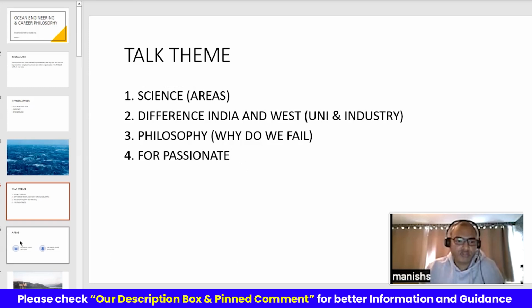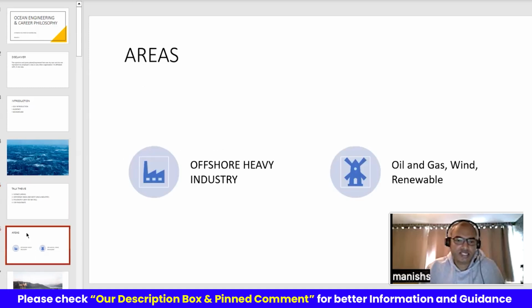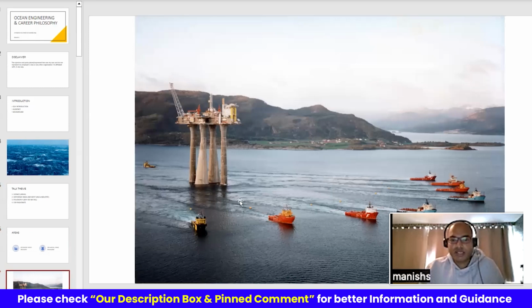So I start from the areas, and the first area is offshore heavy industry. In this slide, offshore heavy industry is something I have been mostly involved with. Offshore heavy industry has application in, say, the oil and gas industry, the offshore wind industry, the renewable industry. So what is offshore heavy industry about? What am I talking about? So here you have something to grab on.